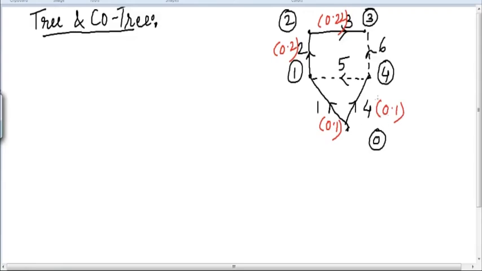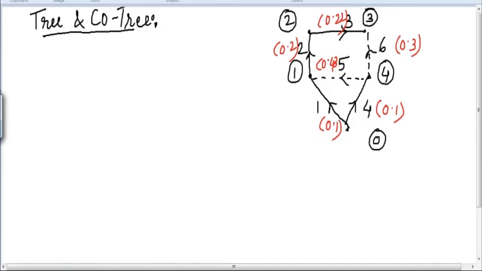Then from 3 to 4 or 4 to 3, the value is given as 0.3, so I will write here 0.3. And from 4 to 1, the value is given as 0.43, so I will put here 0.43.